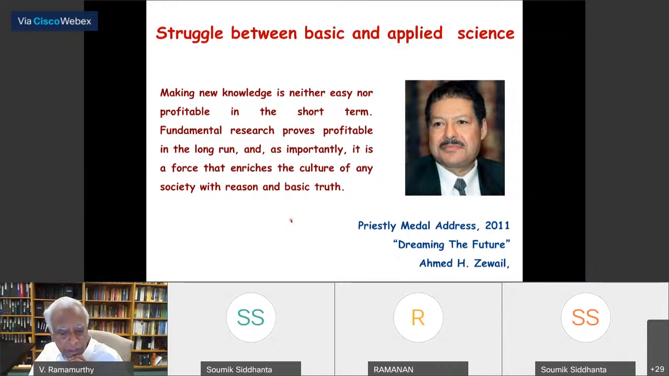Things have changed. Nowadays, everybody wants to do things which are applied. So it has to cure cancer or produce a new energy source or something. But then I heard a lecture by Ahmed Zewail almost 10 years ago. Making new knowledge is neither easy nor profitable in the short term. Fundamental research proves profitable in the long run.